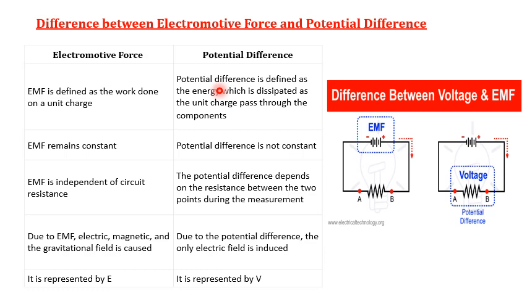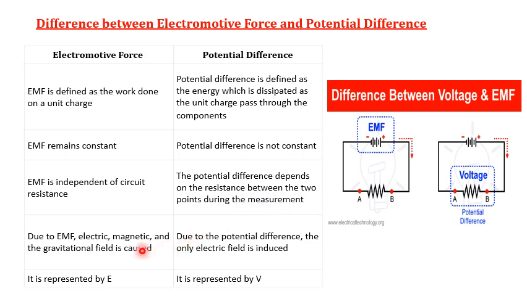Or you can say that potential difference is defined as the energy dissipated as a unit charge passes through the component. So here EMF remains constant, while potential difference may vary and will not be constant. EMF is independent of circuit resistance. The potential difference depends on the resistance between the two points during the measurement.